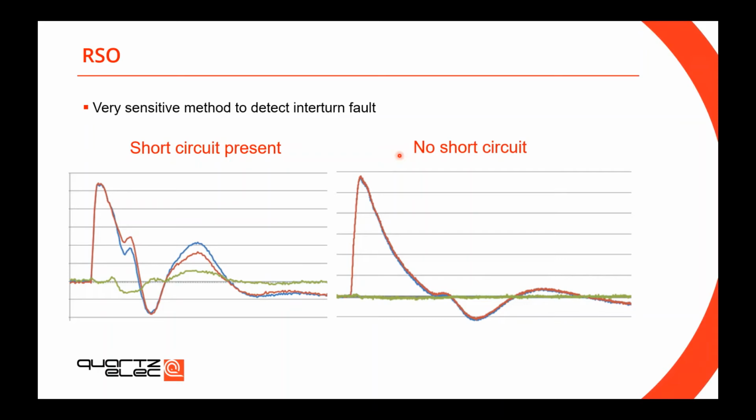RSO, I guess most of you can recognize RSO, so recurrent surge oscilloscope. It's a very good test, a very sensitive method to detect interturn faults, and it's a very simple test as well. On the left hand side, to give you an example, you have a discrepancy between the red and blue line. That would mean to the tester that the interturn fault is present in the winding. On the right hand side, you have red and blue overlapping. That means that there's no problem with the winding. It's as simple as that.